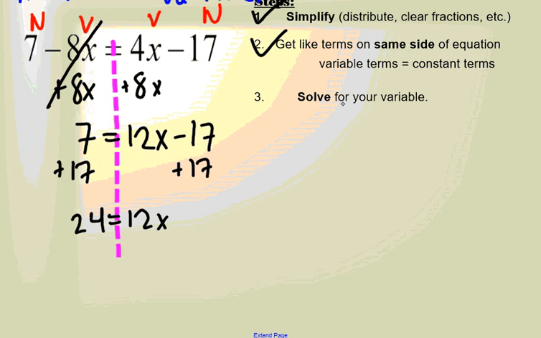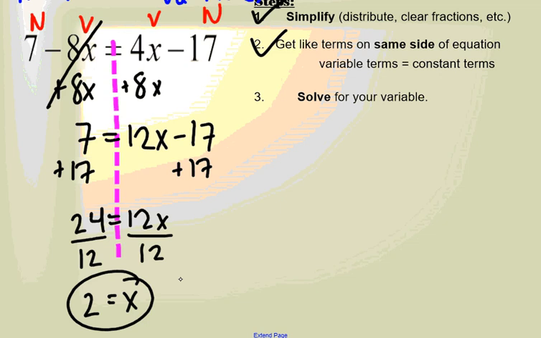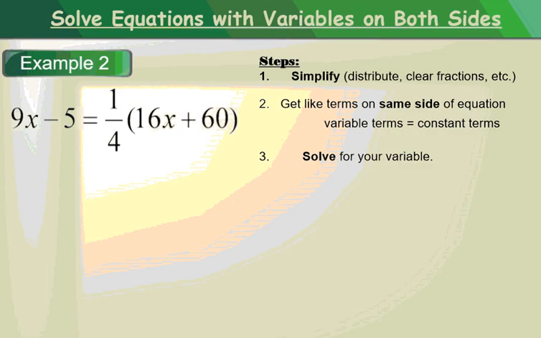My last step is to solve. I always solve by undoing what's happening to x. x is being multiplied by 12, so I need to divide by 12, and I get my answer that 2 is equal to x. So that means x must be equal to 2. Example 1, done. Simplify, same side, solve.